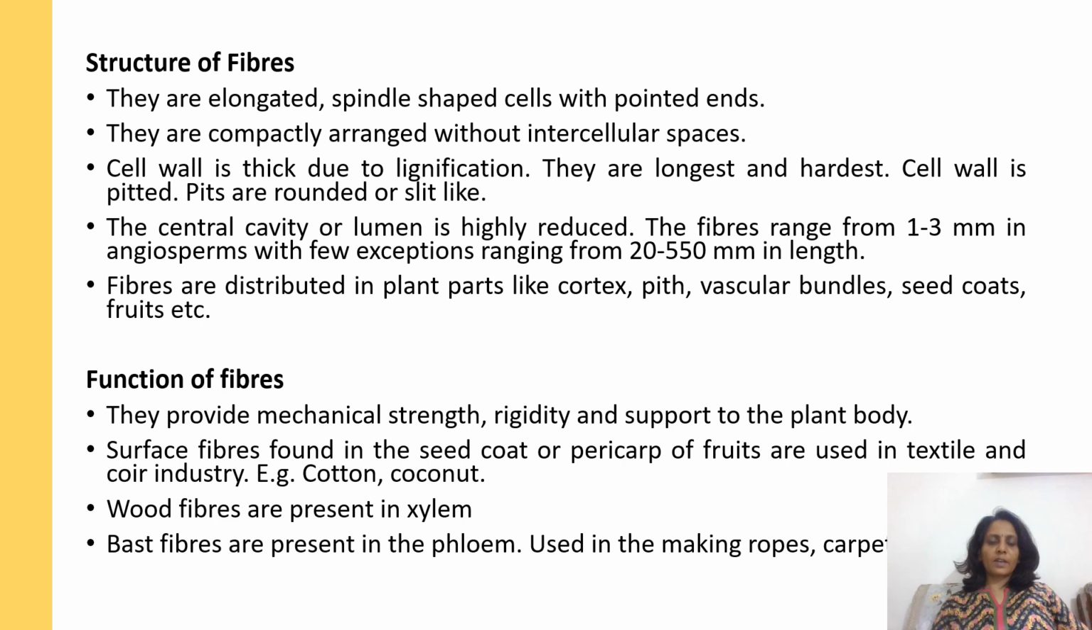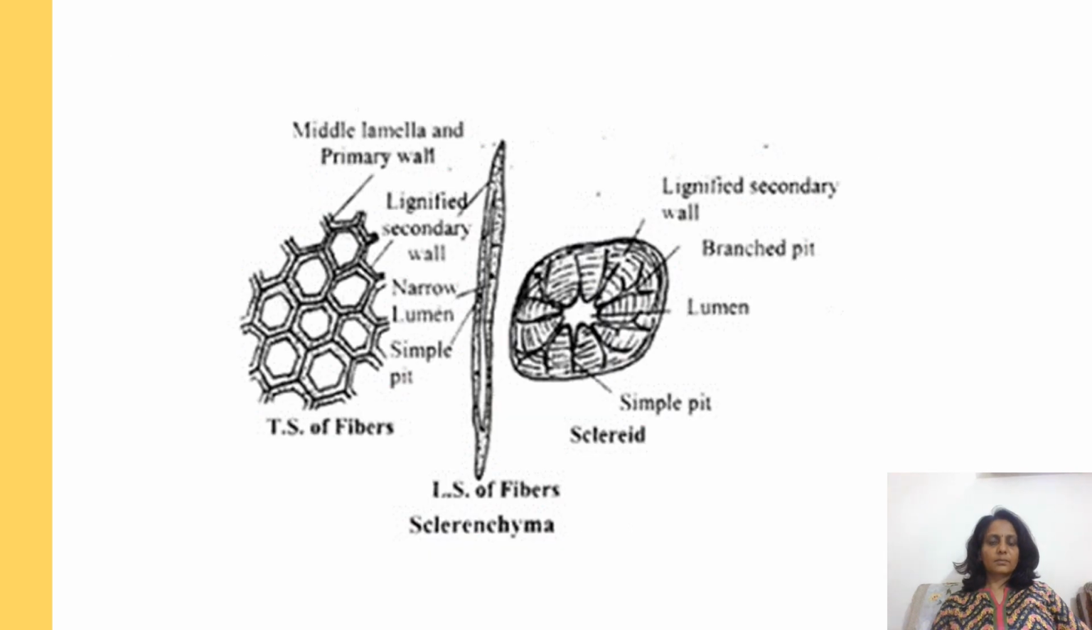What are the functions of these fibers? They provide mechanical strength, rigidity, support to the plant body. Surface fibers are found on the seed coat or pericarp of fruits, which are used in the textile and coir industry. For example, cotton, coconut. Fibers are well used economically. The wood fibers are found in the xylem, while the bast fibers are found in the phloem, which are used in the making of ropes and carpets. So this is the transverse section of the fibers.